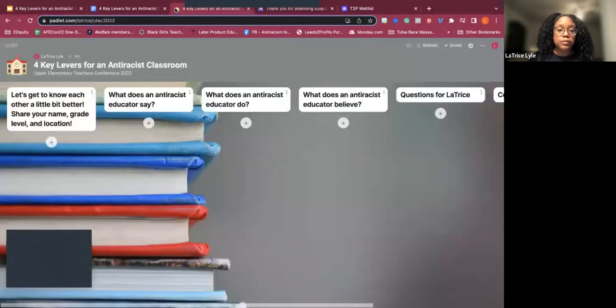And there are columns on the Padlet where you can put what an anti-racist educator says, what they do, and what they believe, all in separate columns. And also here's a chance for you to interact with other people's comments that have been shared. So if you see a comment that resonates with you, go ahead and like it, and add any additional context that you feel would be helpful. All right, so press pause here and I will see you back after you complete this part of our session.